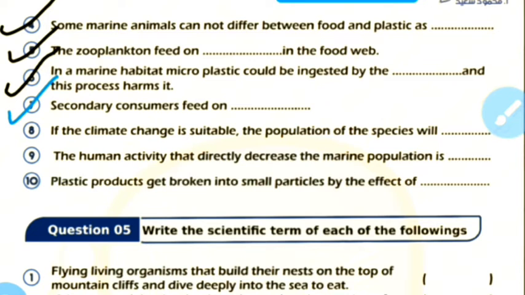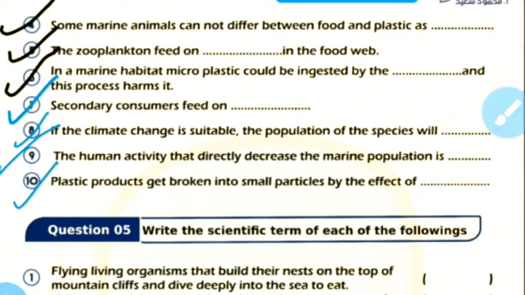The next question: if the climate change is suitable, the population of the species will what happen to it? Increase. So the answer is will increase. The human activity that directly decreases the marine population is overfishing. The last question in complete: plastic produced gets broken into small particles by the effect of what? UV rays, coming from where? From sun. So the answer is UV rays from sun.